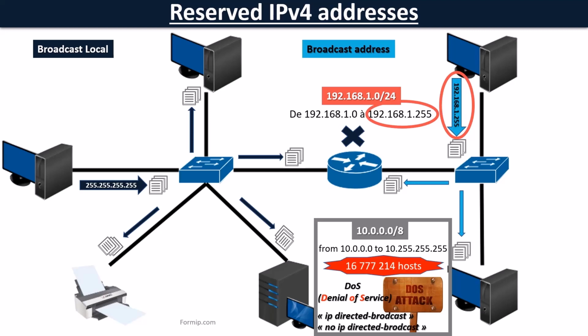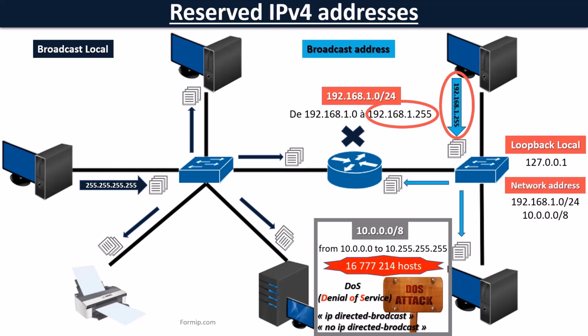To return to the reserved IP addresses, we are at the local loopback address. It is used to allow the system to test its own network card. The network address is one of the reserved and unusable addresses for a host. For example, the address 192.168.1.0 cannot be assigned because this is the class C network address.